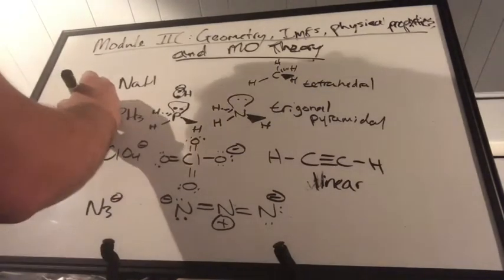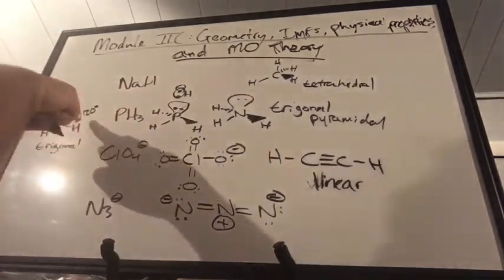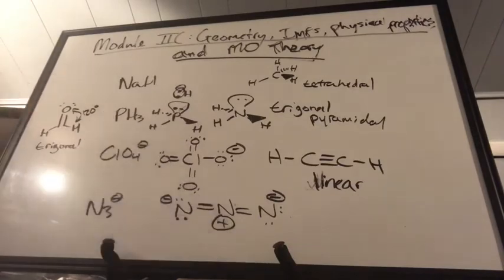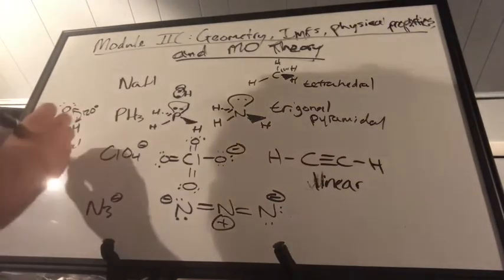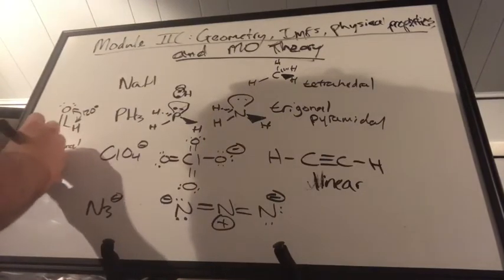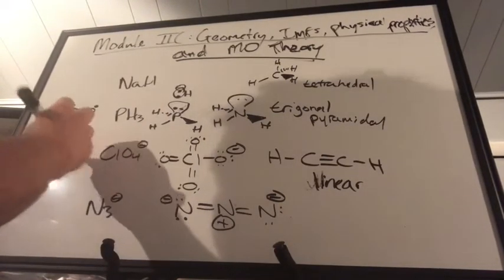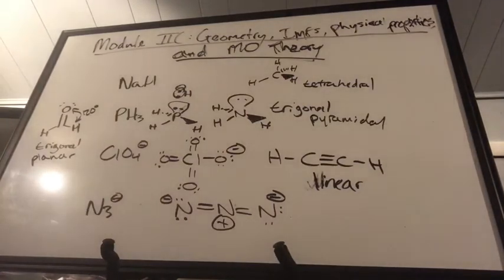That's better. Okay, so it's going to be 120 degrees side to side to side, and you're going to have a 360 degree full circle. So trigonal planar, again, pi bond fixing everything into one plane. All right.